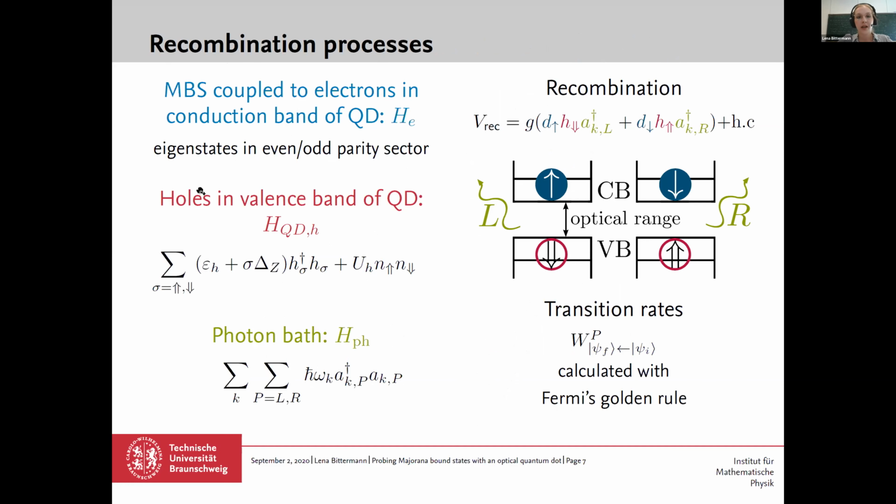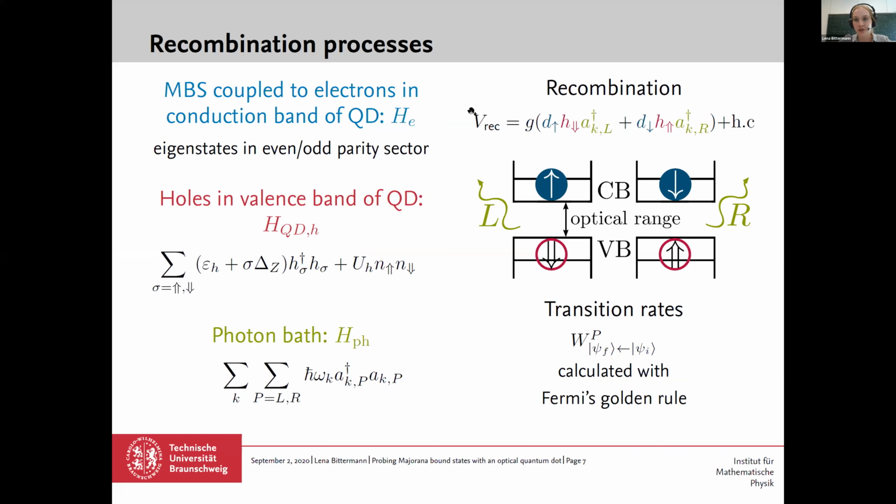Then we also have holes in the valence band of the quantum dot, given by this Hamiltonian here, where the holes are also split by the Zeeman energy and can be doubly occupied with charging energy UH. Then we also have the photon bath, where we have photons with momentum K and polarization P, where the polarization can be left or right circular polarized.